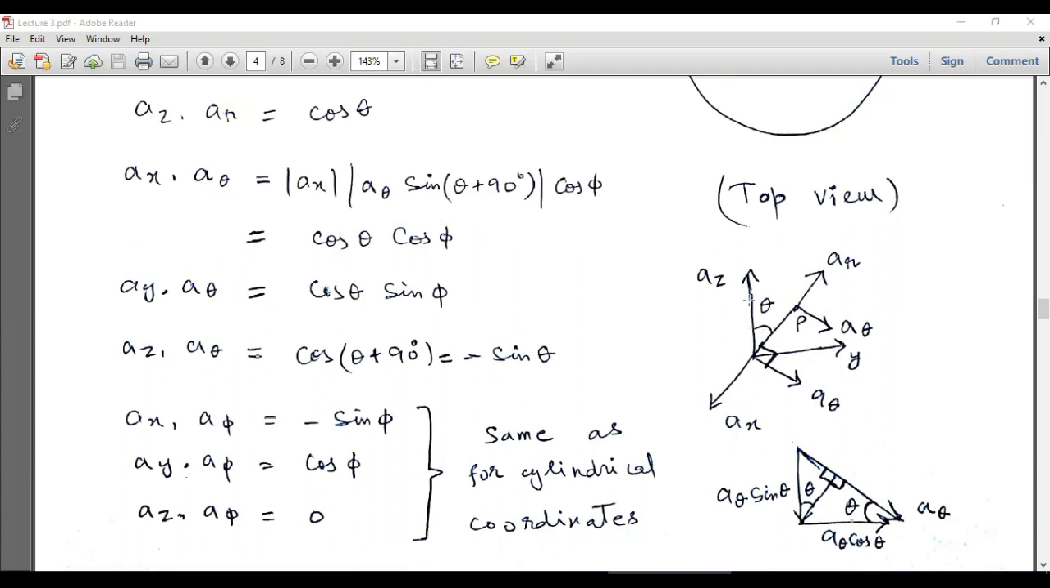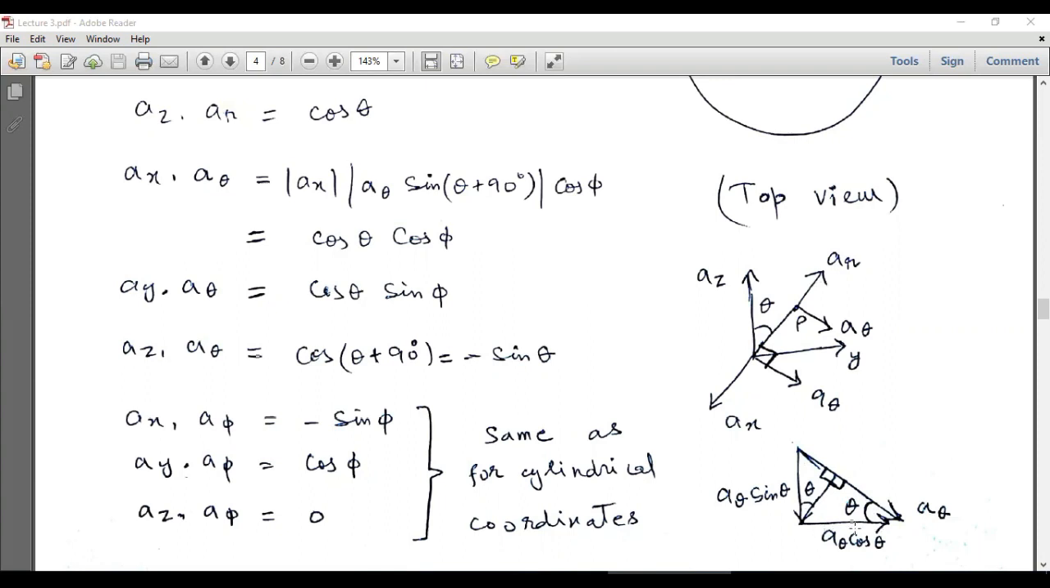If the angle between AZ and AR is theta, then the angle between A theta and AY will also be equal to theta, because A theta is perpendicular to AR and AY is perpendicular to AZ. So this angle will also be equal to theta, and by looking at this angle, we can draw two components of this A theta vector: this is A theta sine theta, this is A theta cos theta.